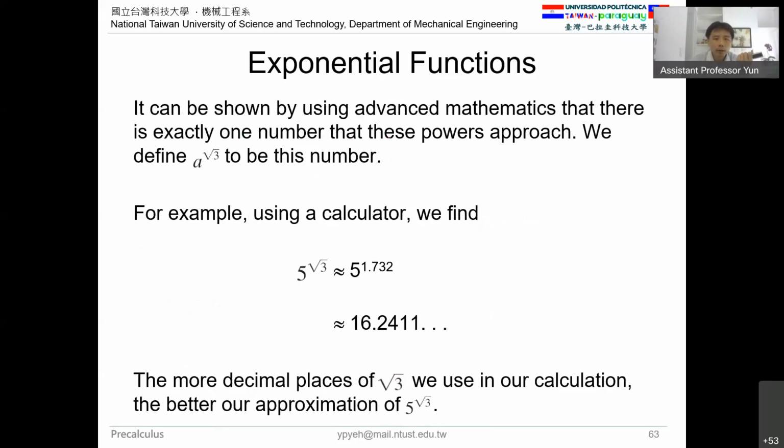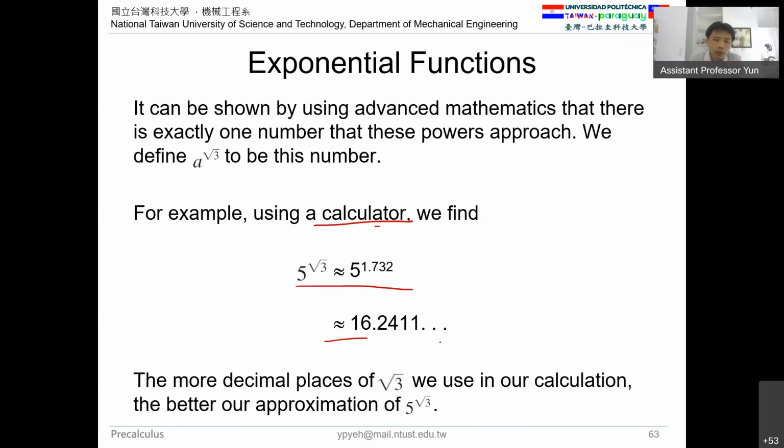And it can be shown using advanced mathematics that there is exactly one number that this power approaches, and we define a to the power of the square root of 3 to be this number. So for 5 to the square root of 3, which is approximately 5 to the power of 1.732, it is approximately equal to 16.2411. You can use a calculator to find it.